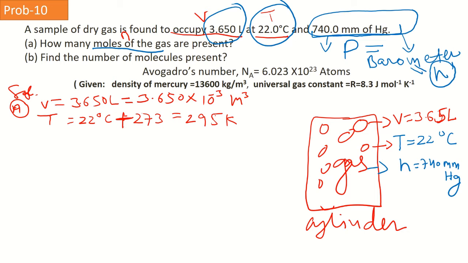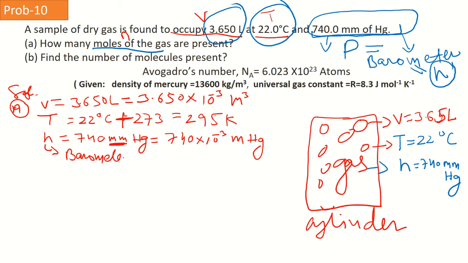Now here the value of the height is given, this is from the barometer. So this is 740 millimeter of mercury. This millimeter we have to change to meter. So this is 740 multiplied by 10 to the power minus 3, and this is meter of mercury. It will come like this, and this reading is coming from the barometer.